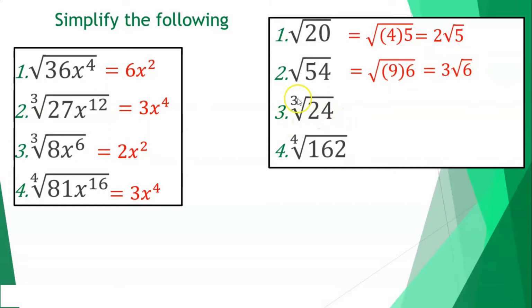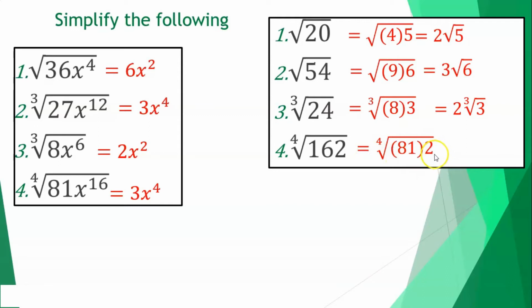This one, 24 is not a perfect cube, but you can write this as cube root of 8 times 3. 8 is a perfect cube, and the cube root of 8 is 2, but still writing cube root of 3. Next, fourth root of 162. You can rewrite this as 81 times 2. Now here, 81 times 2 is 162, and the fourth root of 81 is 3, fourth root of 2. So take note how it is done in case the radicand is not a perfect square.